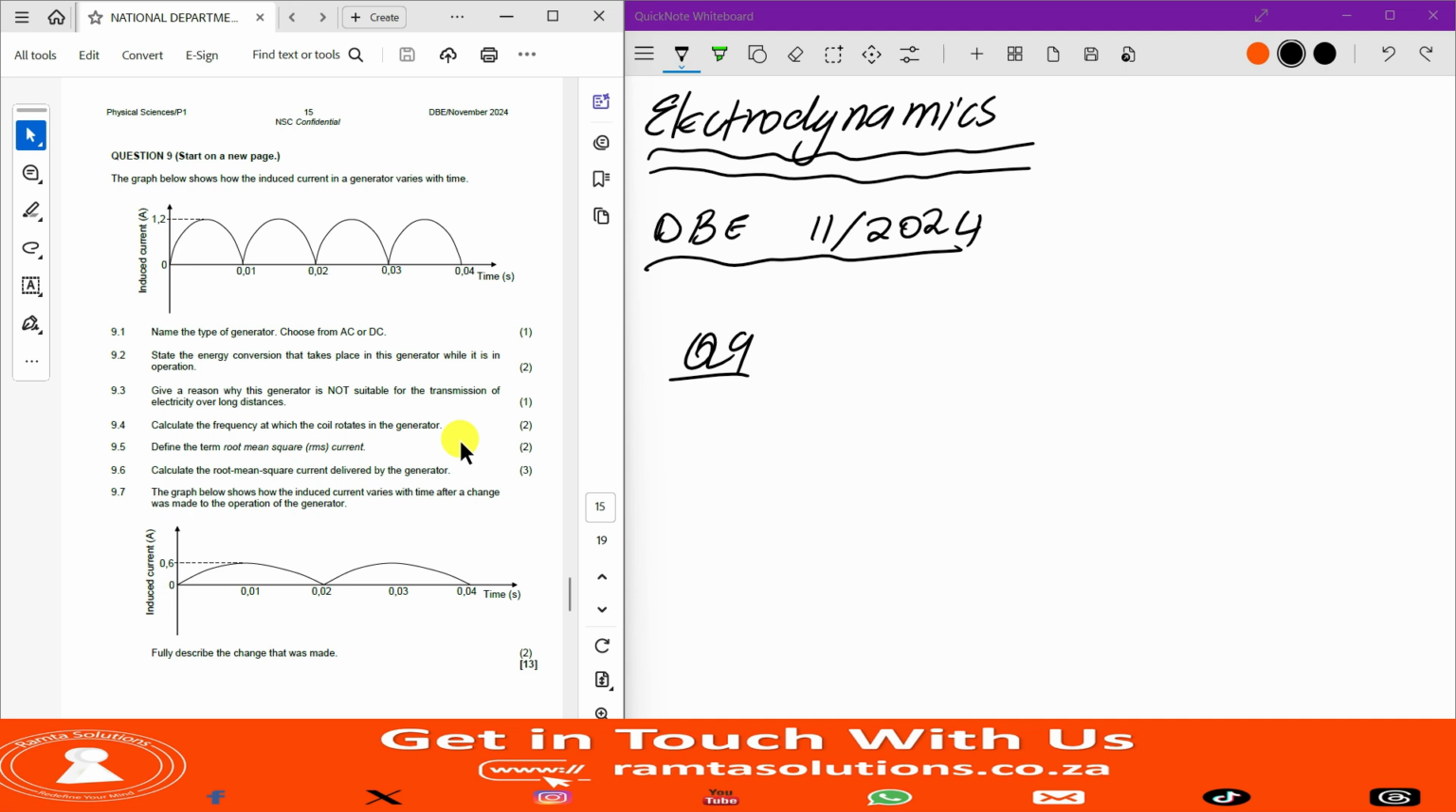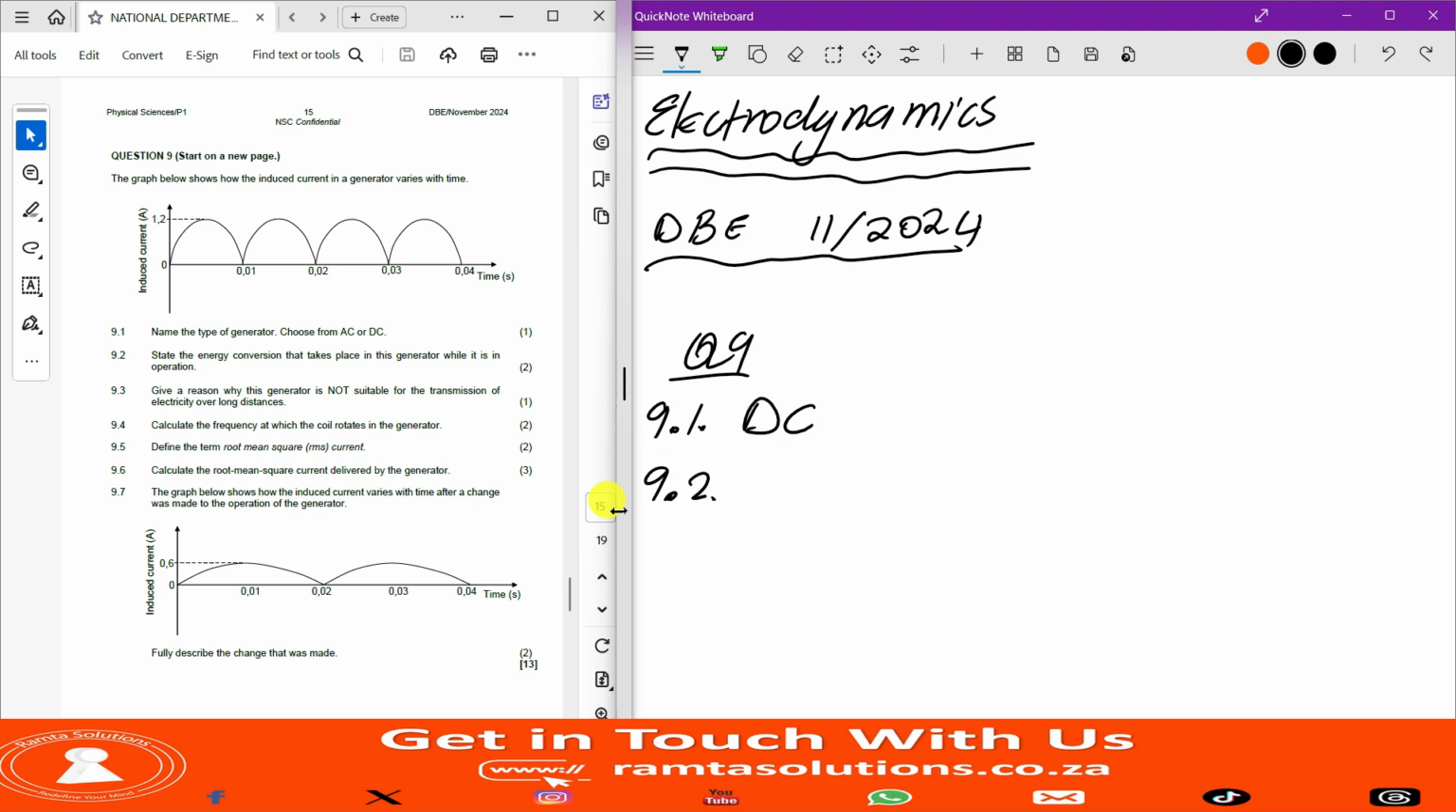9.1. Name the type of generator. Choose from AC, DC. As you can see here, it is not exhibiting a sine or cosine graph. So this will be a direct current. So it is DC.